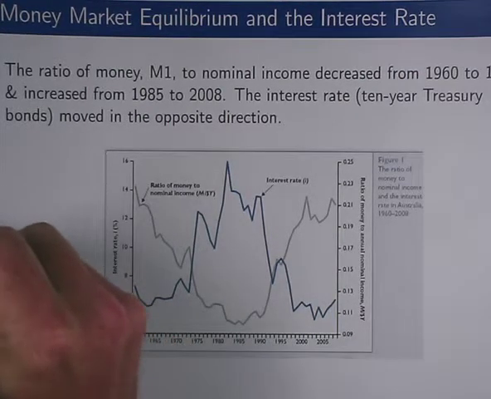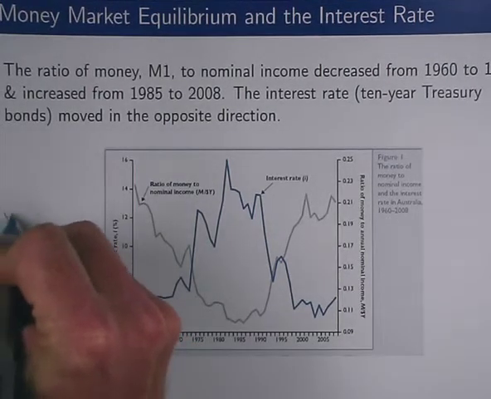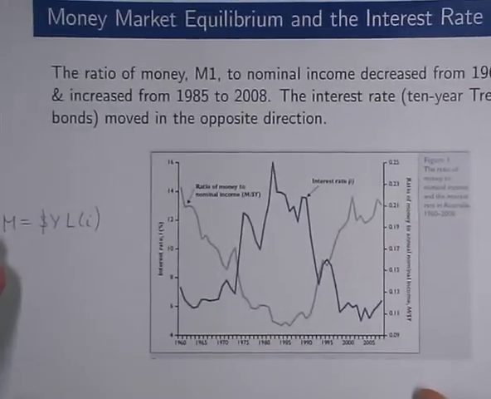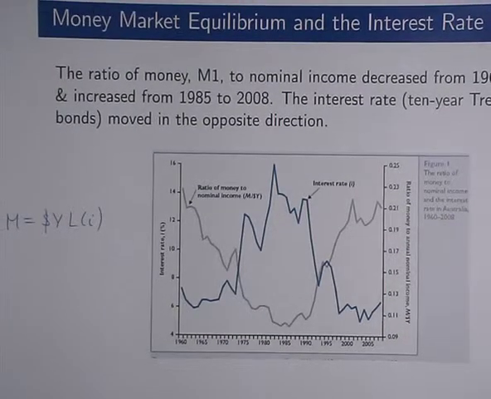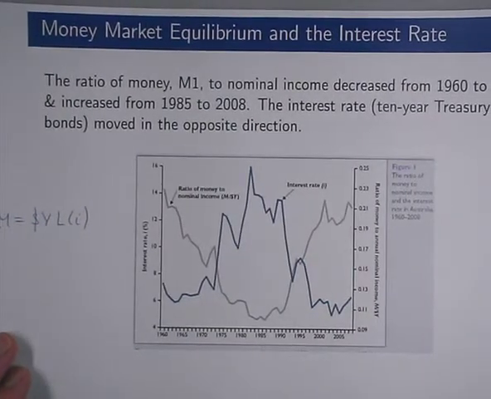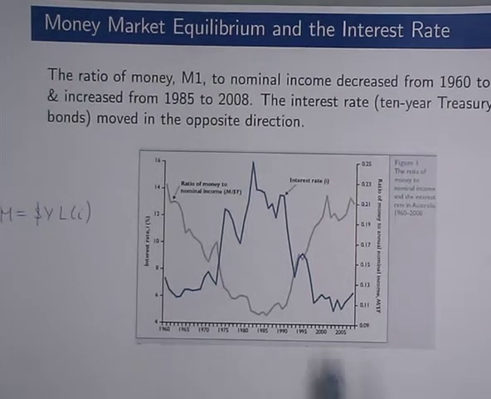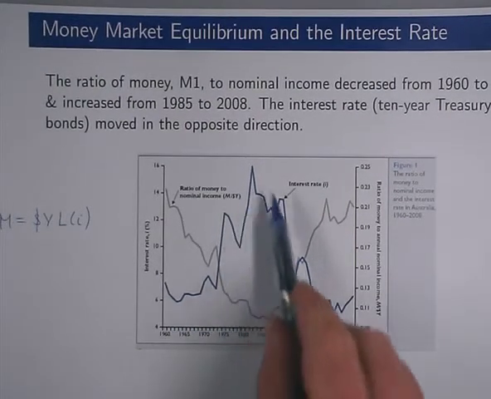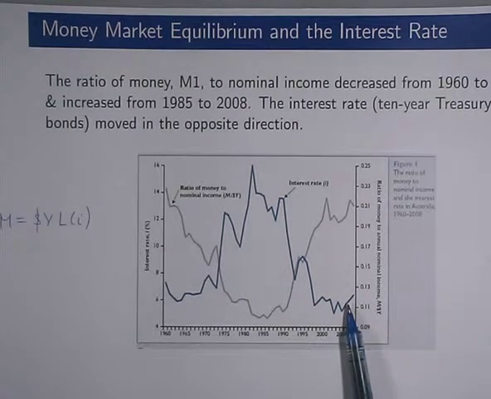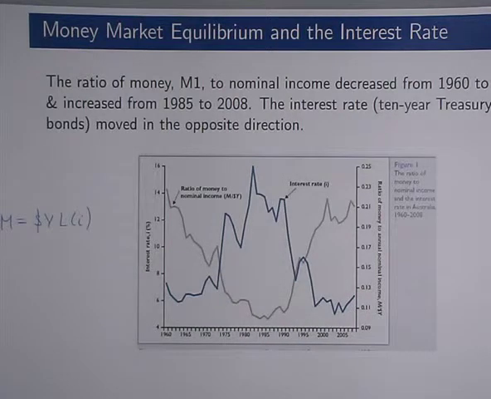So we had our money market equilibrium, which was given as this. And I have to zoom out a bit. And what do I have here? Well, here I plot two things. I plot the interest rate, that's a nominal interest rate for Australia, from 1960 to 2008. So that's the blue line. So the interest rate was not always as low as it is at the moment. It was much higher during the 1970s and 1980s. And I have the ratio of money to nominal income.